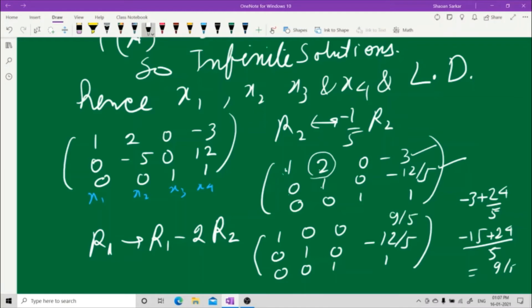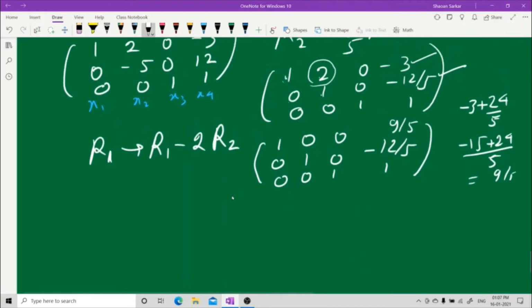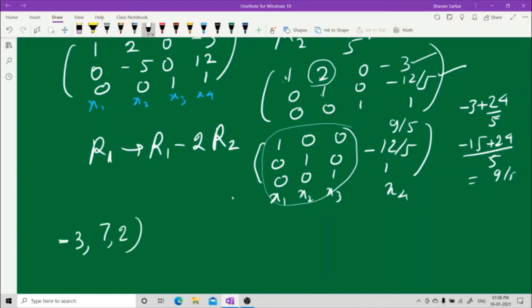Now see a very, very interesting case. You can see now. Once you have done this, you converted this into an identity matrix. This corresponds to the x1 vector, x2 vector, and x3 vector. Now see, this corresponds to the x4 vector. What was the x4 vector? Let's write it down. See, x4 vector was minus 3, 7, 2, right?